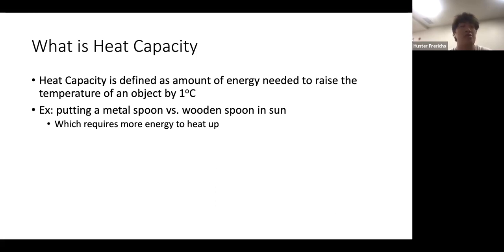Also, as we learned in previous lectures, metal is a conductor or semiconductor, which makes it easier for energy to flow through it. Energy and heat are very similarly connected, which means it's a lot easier to heat up, and therefore the heat capacity is a lot less. So there's your real world example for today.